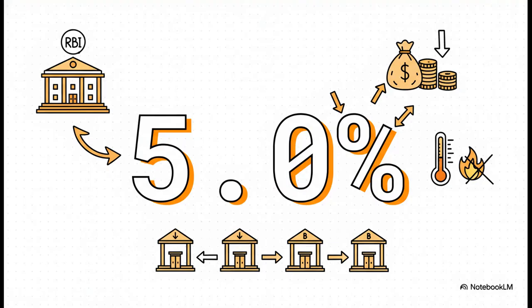So how does this actually work in the real world? Let's imagine prices for everything are going up way too fast. Inflation is getting out of control. To put the brakes on, to cool the economy down, the RBI can raise the repo rate. A higher rate means it's now more expensive for banks to borrow money from the RBI.